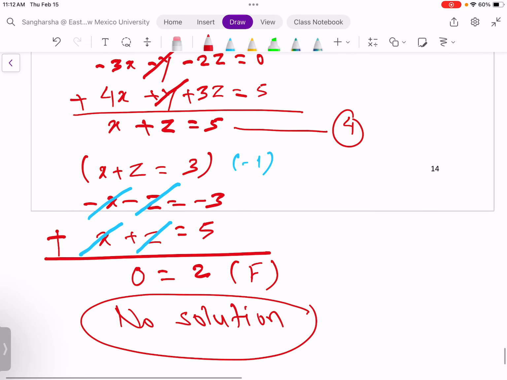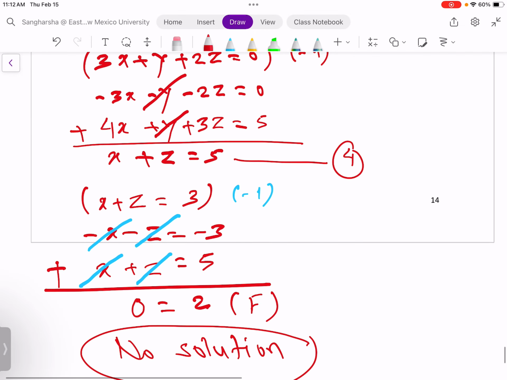Now we do have a matrix, but we'll cover that in our next classes. Okay, right now let's use the elimination method to solve this system of equations. Do you have any question on this one?